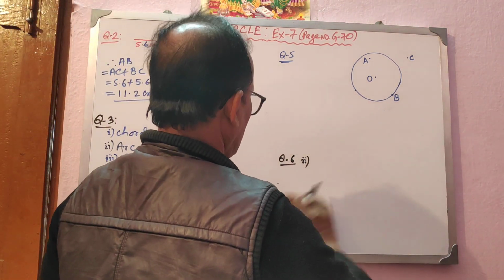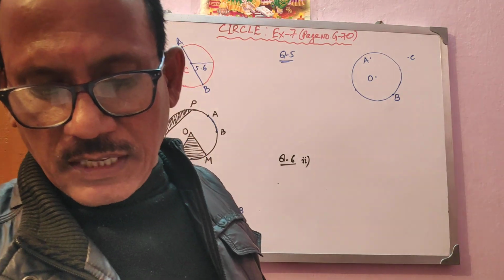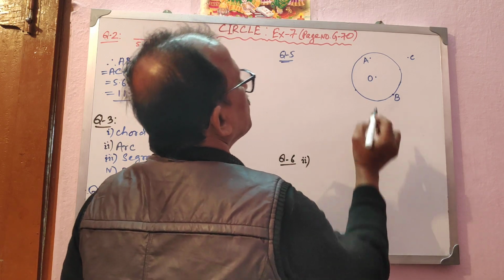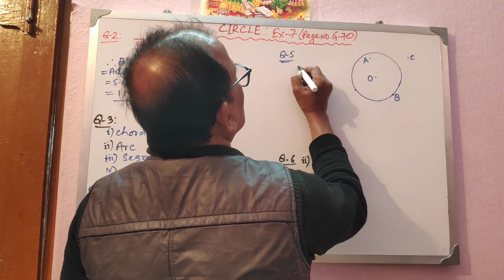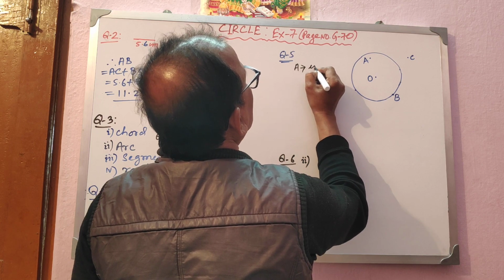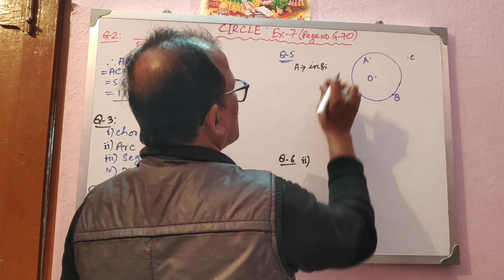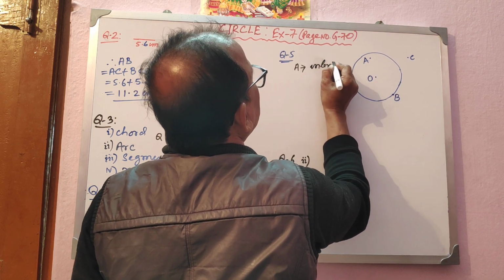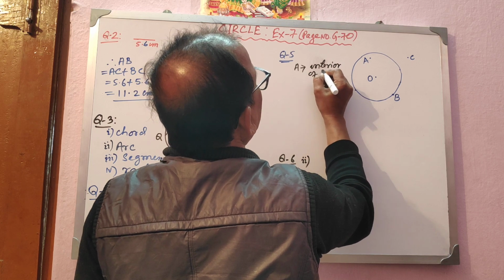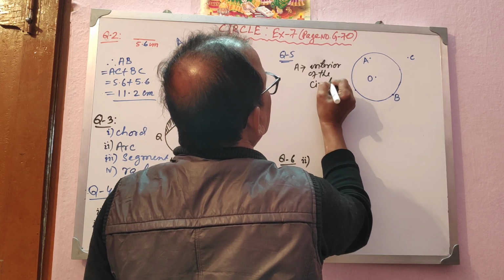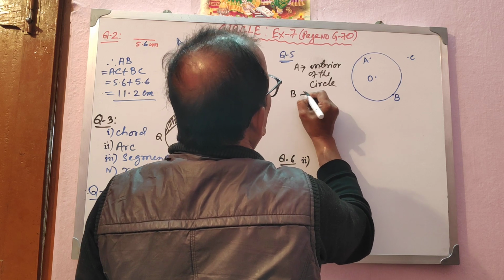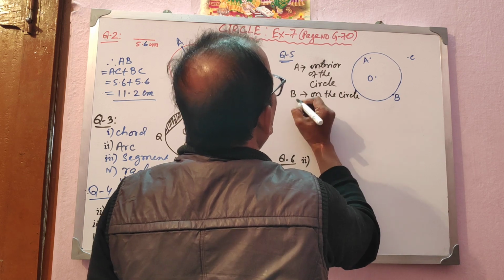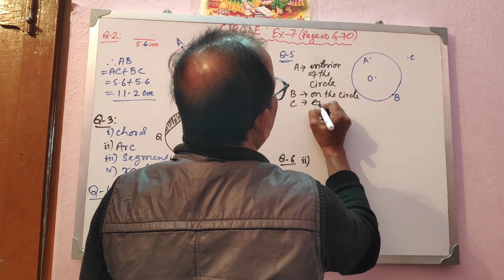Now moving on to question number 5. Describe the location of A, B, C with respect to the circle. A is inside the circle, in the interior of the circle. B is on the circle. And C is in the exterior of the circle.